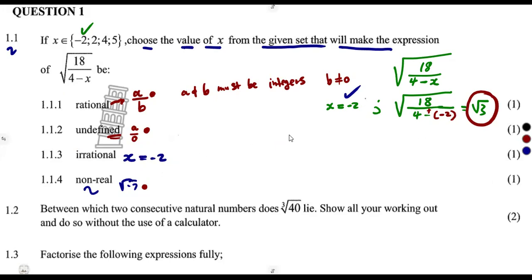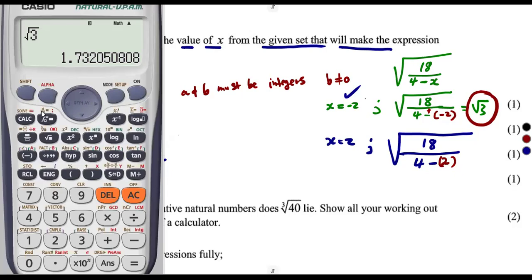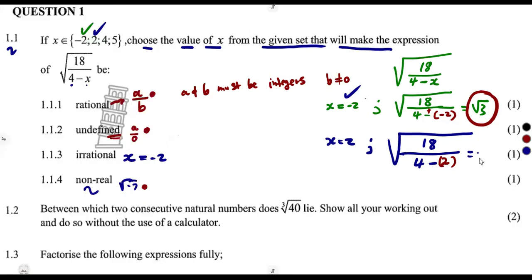In actual sense, we're supposed to fill up everything and finish up. All right, let's just move on to 2. When x is 2 here, that is the square root of 18 over 4 minus x. So that's 4 minus our x, which is 2. Let's see on our calculator. That's 18 over 4 minus 2, which is 9. So it is going to be the square root of 9.